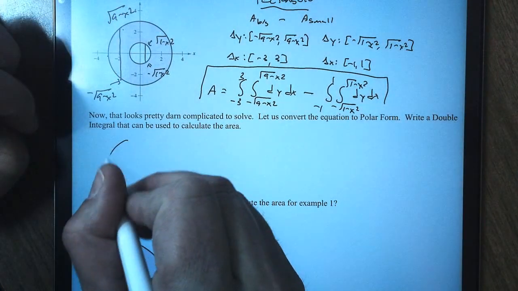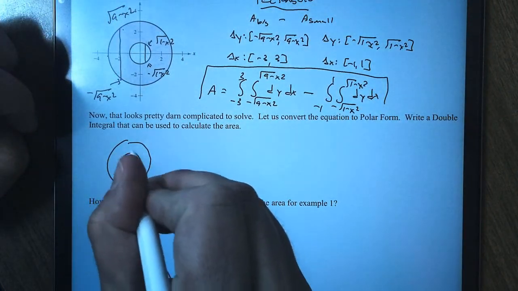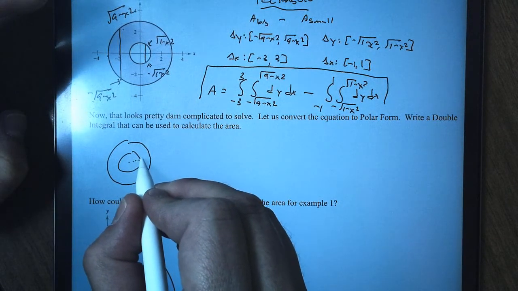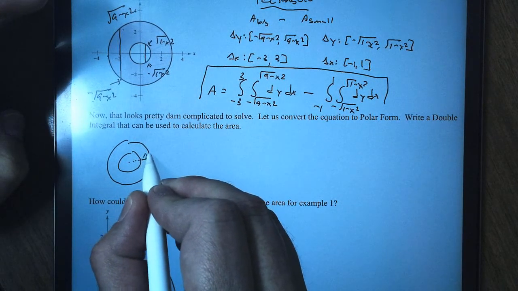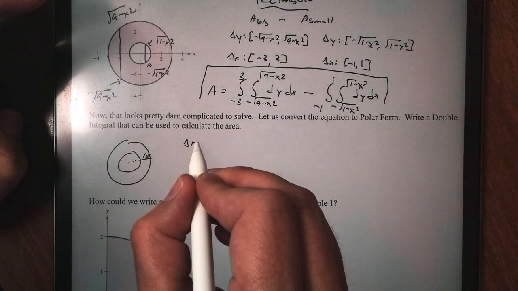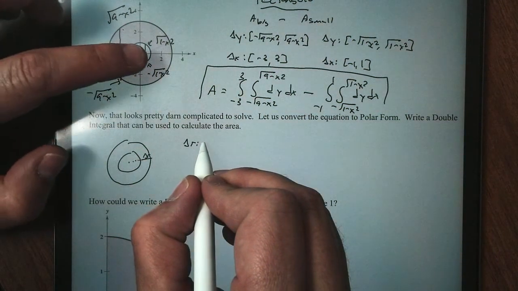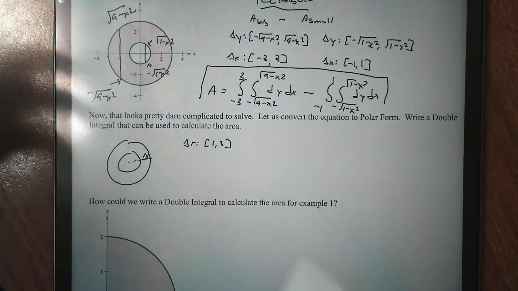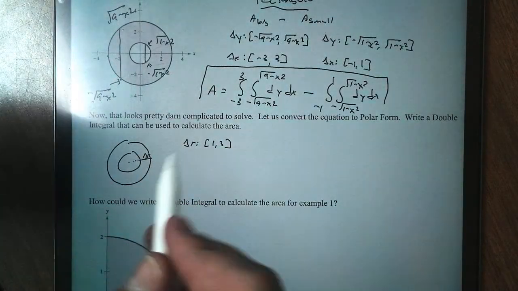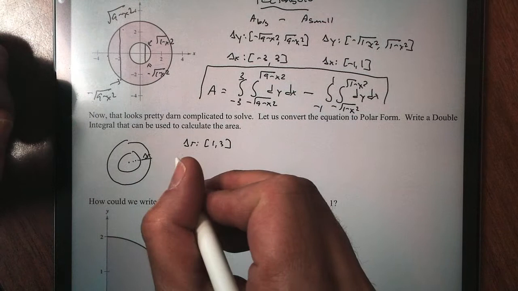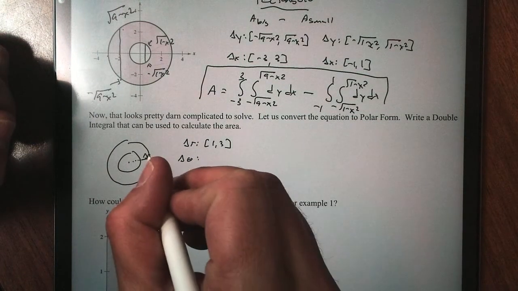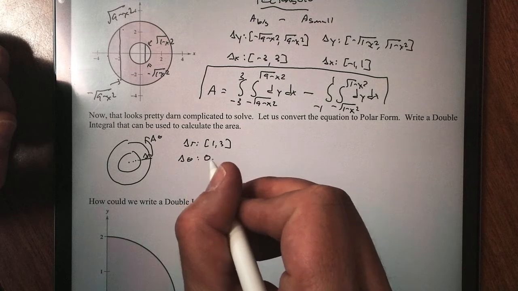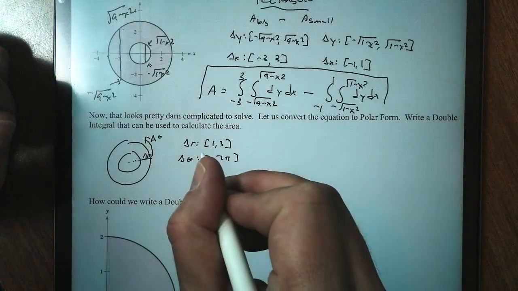If I'm looking at my shaded region here, from the center, I have a radial arm connecting it. I need my change in r. Well, my change in r, that's my change in radius, goes from 1 to 3, only for the shaded region. I'm only interested in the shaded part, so I don't care about anything else. My change in angle, theta, well, we're going to go full circle. That's 0 to 2 pi.